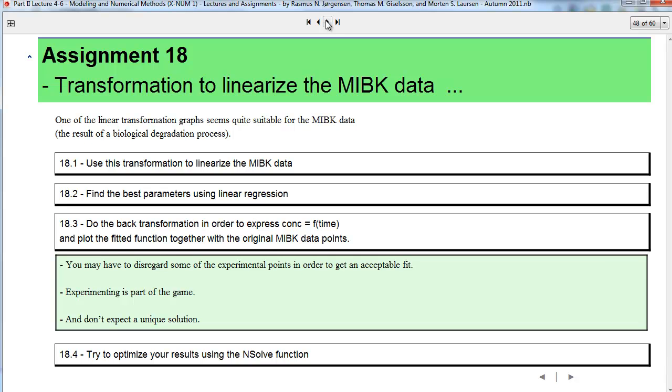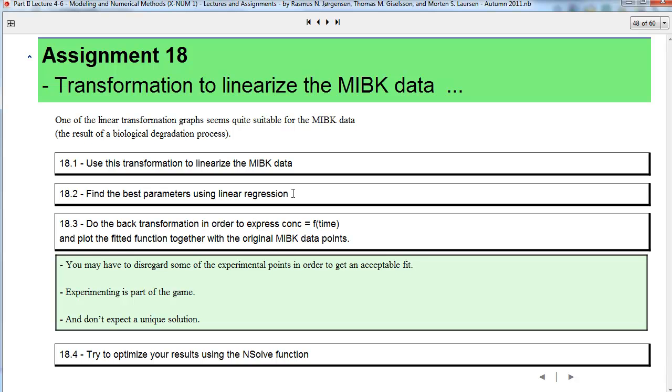So here is the first assignment you have to do. You have to do a transformation to linearize the MIBK data. And there, as you saw, there was this biological degradation process. If you go back in this notebook or in this screencast, that one you have to use to do the transformation, and find the best parameters using linear regression.